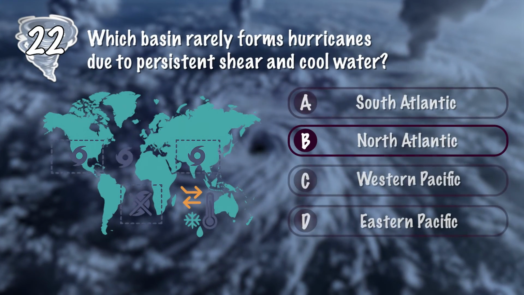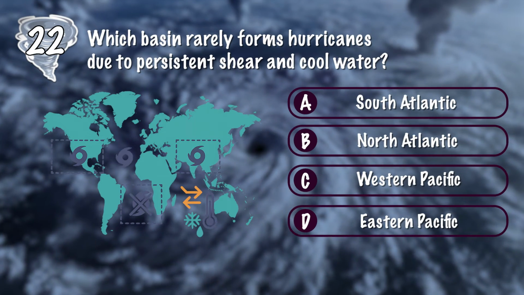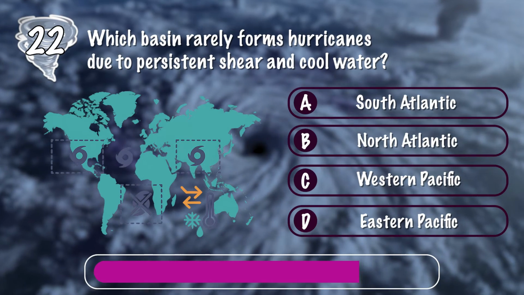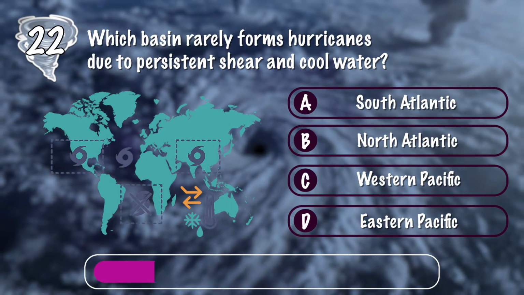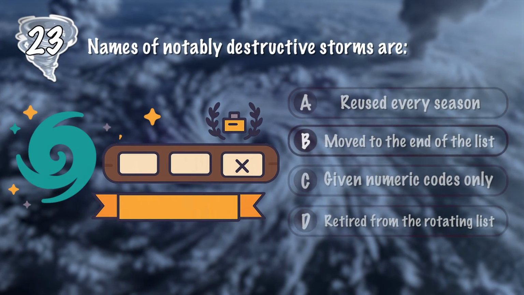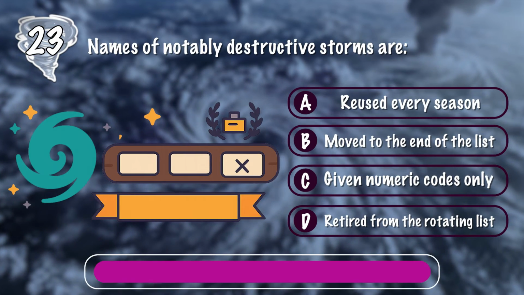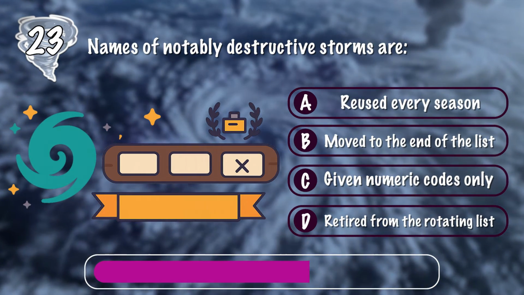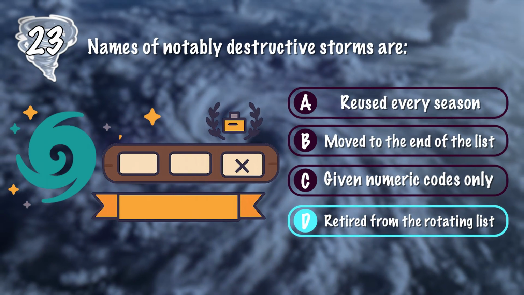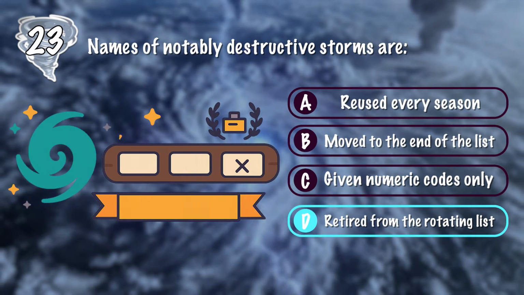Which basin rarely forms hurricanes due to persistent shear and cool water? Correct answer A, South Atlantic. Names of notably destructive storms are... Correct answer D, retired from the rotating list.